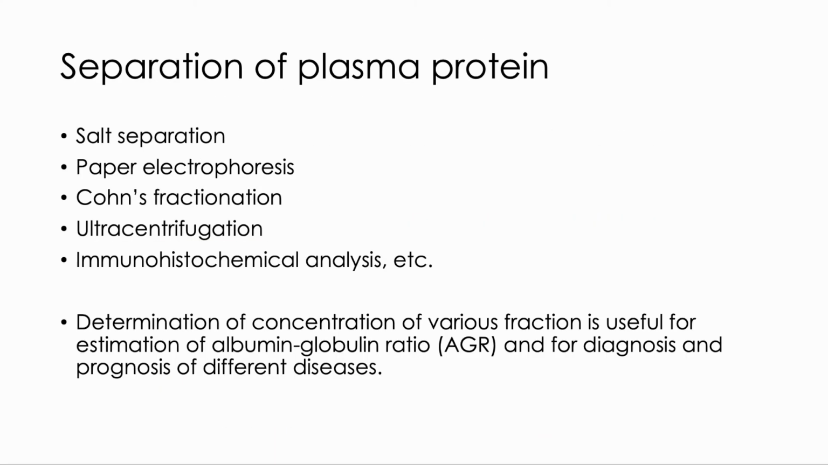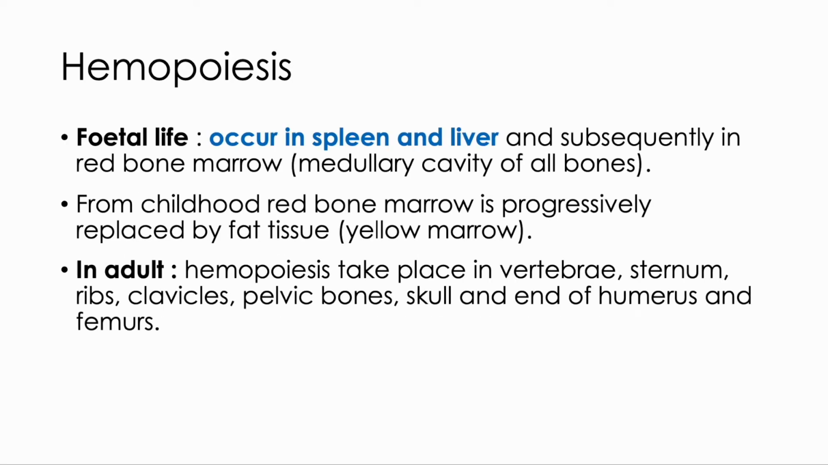There are various methods that we use for the separation of the plasma proteins. Either we use salt preparations, electrophoresis, cold fractionation, ultracentrifugation, or immunochemical analysis. So to determine the concentrations of the various fractions is very useful to estimate the A/G ratio and for the diagnosis and also the prognosis of different diseases.